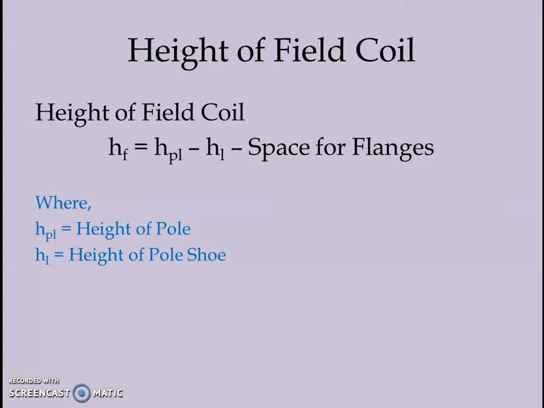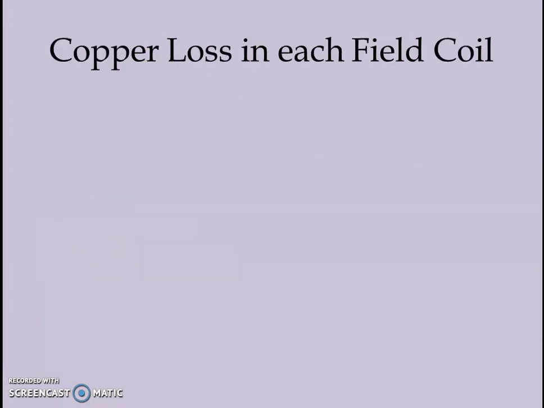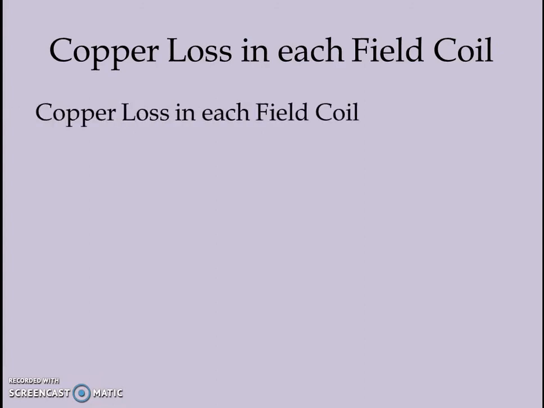So now let us proceed further. The design part is over, so now we have to calculate our copper losses. If we calculate the full load copper losses, then the copper loss in each field coil is capital QF, where F is for the field, and we know that it is an I square R type of loss. So IF is the field current, IF square multiplied by RF, where RF is the resistance of the field winding. This way we can calculate the copper loss in the field coil.